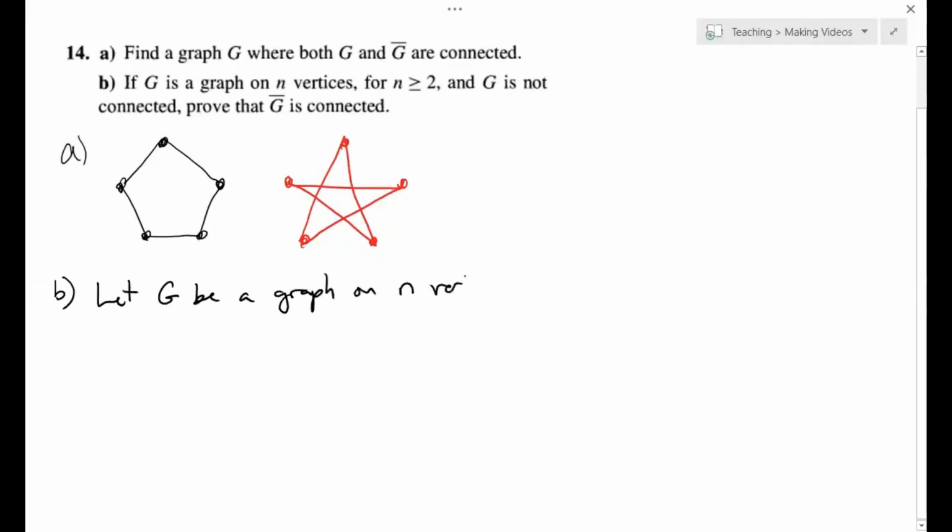on n vertices, n greater than or equal to 2. And now we need to prove that if G is not connected, then G bar is connected. So now we assume G is not connected.